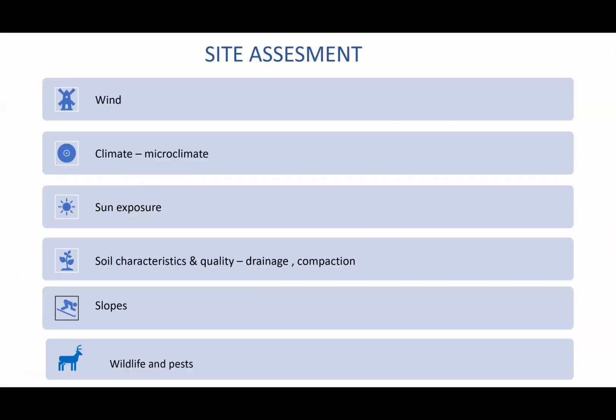Okay. So we'll go over wind, climate or microclimate, sun exposure, soil characteristics, which includes if there's any compaction, slopes, gardening on a slope, or dealing with wildlife and pests.